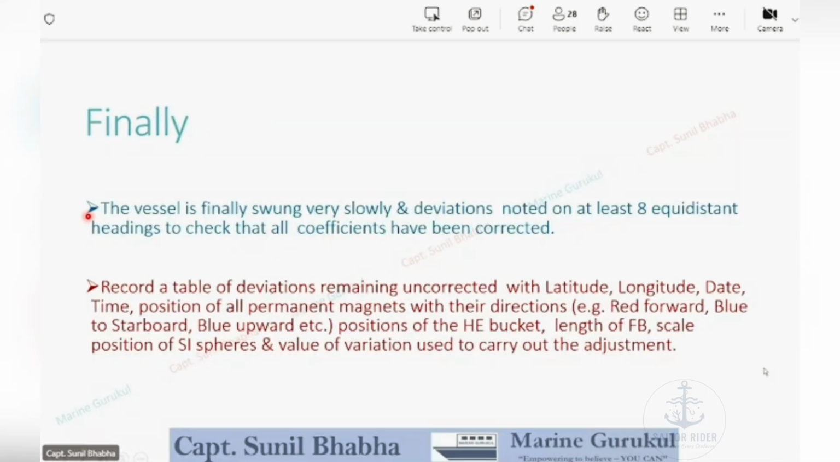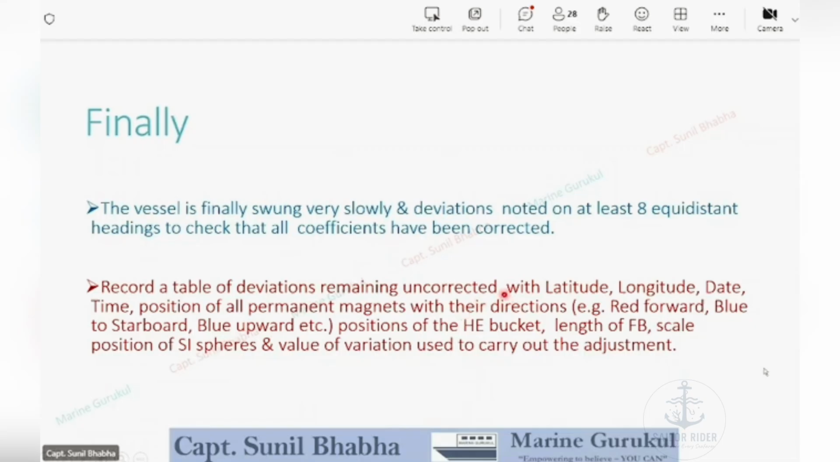After all the corrections are done, the vessel is finally swung very slowly and the deviations are now noted on at least 8 equidistant headings. Most compass adjusters now do it every 10 degrees and they check that all the coefficients have been reasonably corrected. Then we record a table of deviations remaining uncorrected.